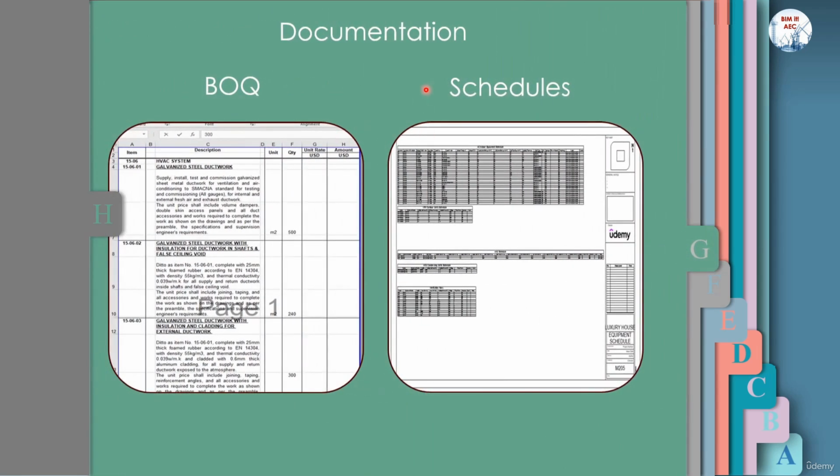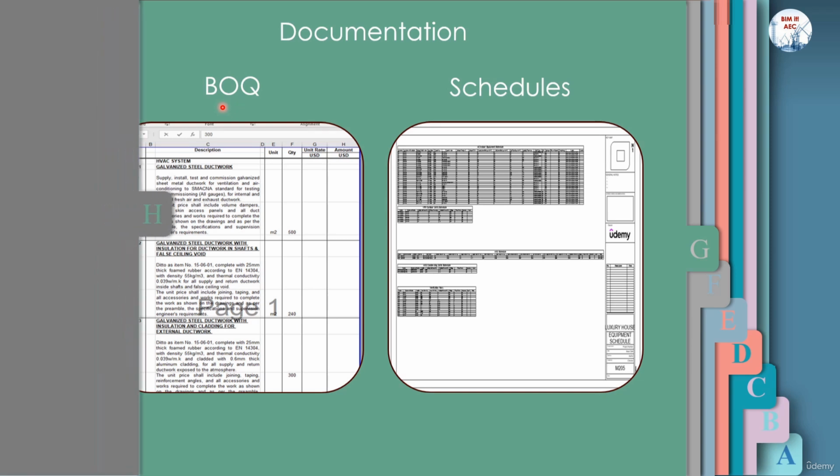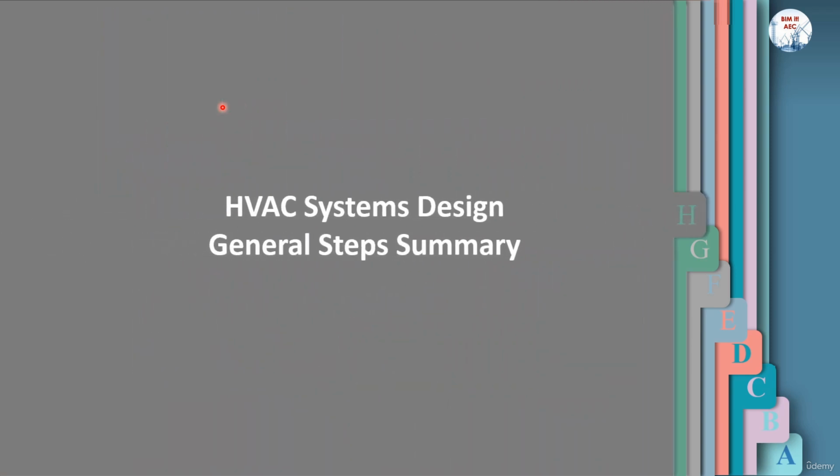We need to close the set that we have to submit for the tender stage by creating the project documentation. And this will be the last step in the HVAC systems design and the last step in this course. We are going to create the equipment schedules, air outlet schedules, and the BOQ. So all the previously mentioned steps will be the roadmap or the outline of this course.